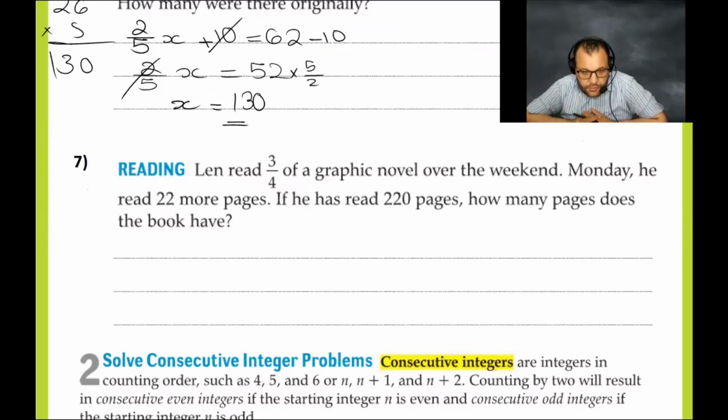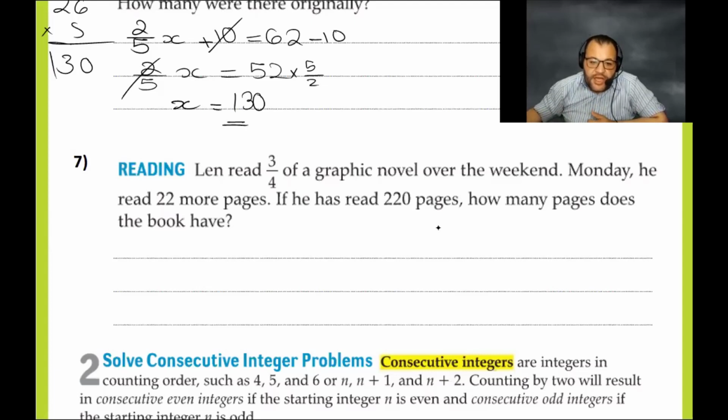3/4x plus 22 is equal to 220. That is the final equation. Oh, I got the answer. Yes, 3/4 x plus 22 equals 220.